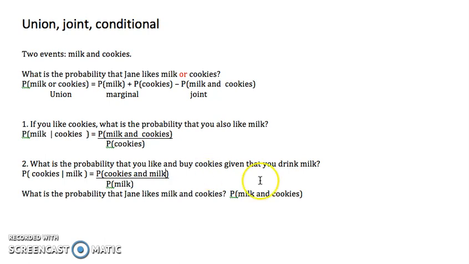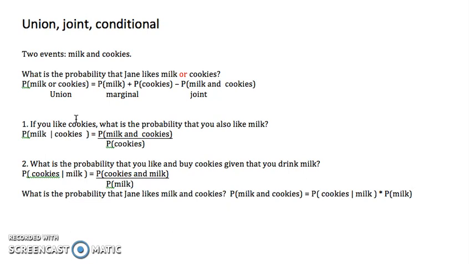From that conditional formula, we can find the joint. And the joint will be, we cross multiply. Let's take it from number 2. So that would be P of cookies given milk multiplied by P of milk. That's how we get the joint.